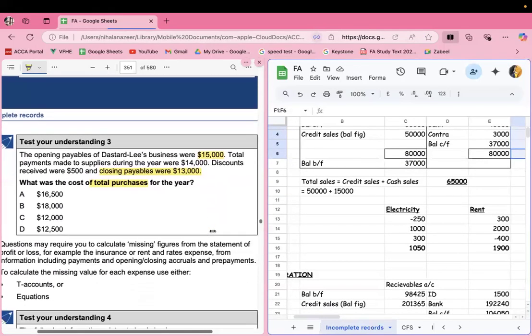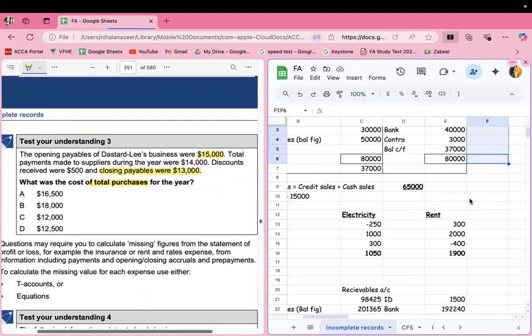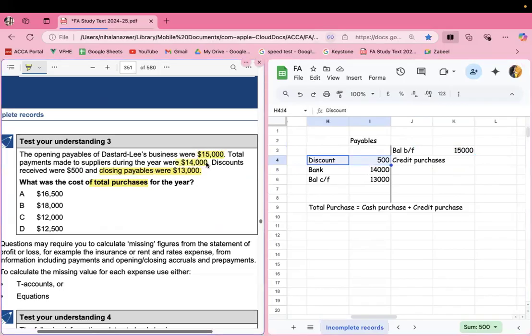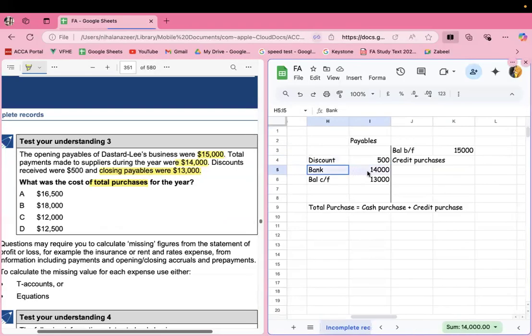Now, test your understanding 3. TYU 3. That is the payables. It's also a similar question, but the difference is that instead of receivables, it is payables, right? So we have got the opening balance 15,000 here. And the discount is given to you. Discount reduces the payables amount. So debit side. Okay. You have paid the suppliers 14,000 during the year. So 14,000 is reduced. Clear?